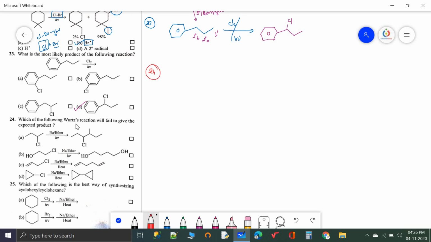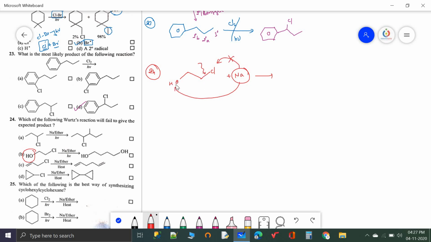Question 24. Which of the following reactions will fail to give the expected product? Very simple, among all these reactions, the only one that is different is this one. In this particular reaction, chlorine is there as well as the OH group. When sodium is there in the reaction, sodium preferably reacts with the OH group, not with the chlorine, because here sodium has to break this particular covalent bond.